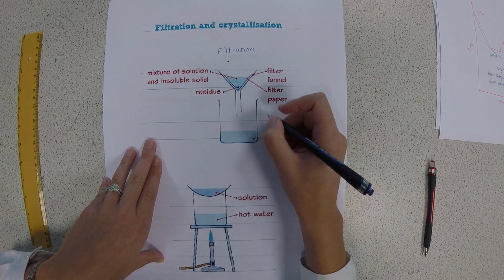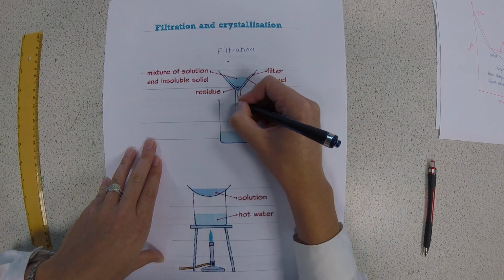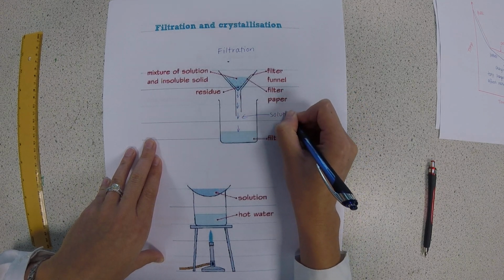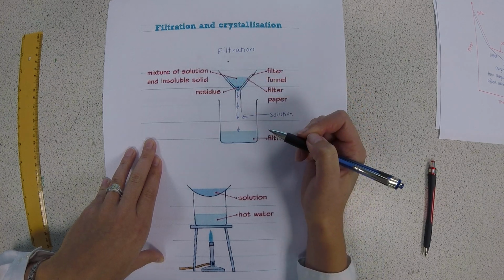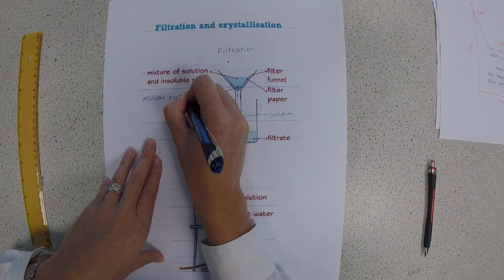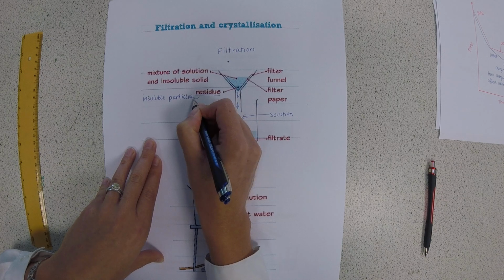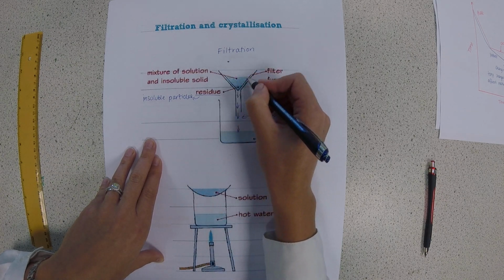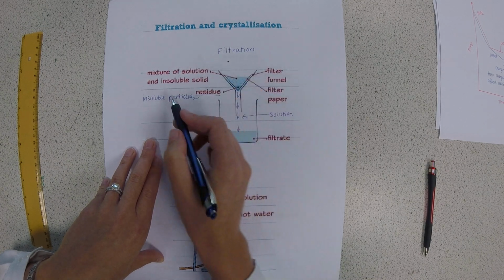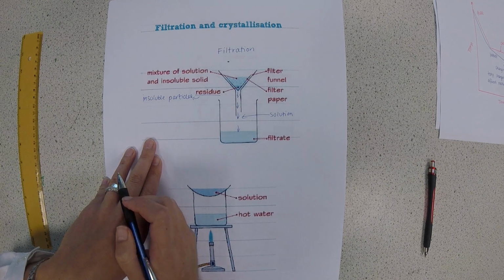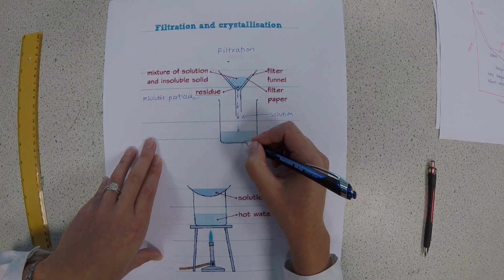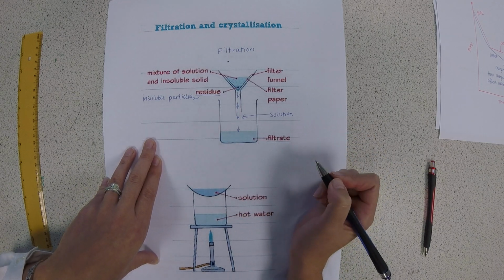What happens is the solution can go through. It's small enough to pass through the filter paper. The insoluble particles will get stuck in that filter paper, and they form what's called a residue, and they are trapped in this filter paper. You can take the filter paper away, you can wash the residue, and you get whatever that insoluble solid was out of it. The solution with some solvent and some dissolved particles, some soluble particles, forms what's called the filtrate.